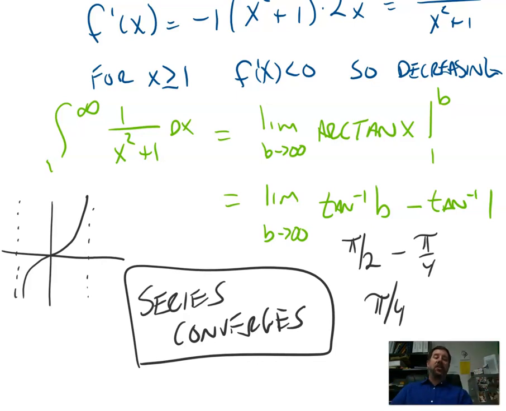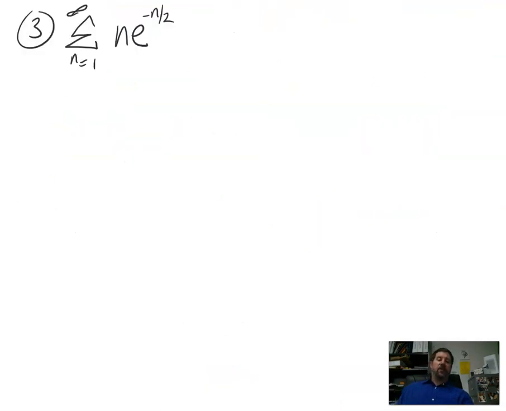I don't know what it converges to. It's not to the same value. I just know that the series is going to converge. So if the integral converges, the series converges, but not to the same value. Okay? The integral test just tells us if a series converges or diverges, but not what the sum of the series is. All right, here's our next one.